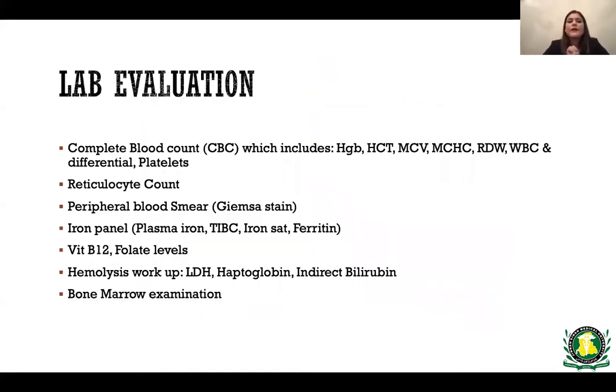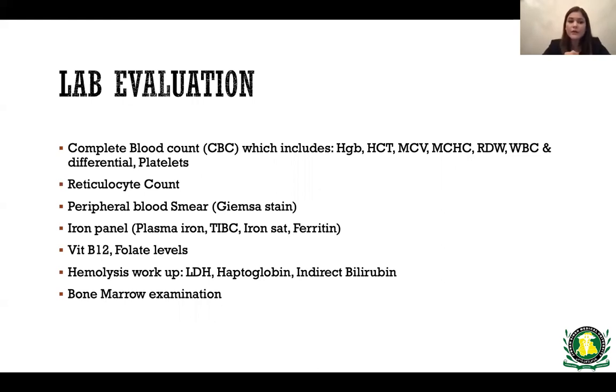So the key lab evaluation that you want to do in patients with anemia: baseline complete blood count, right? Which includes hemoglobin, hematocrit, MCV, MCHC, RDW, white cell count, and differential. Differential is key, and always look at the platelet count as well. Reticulocyte count, peripheral blood smear, keeps us sane. We have to do that.